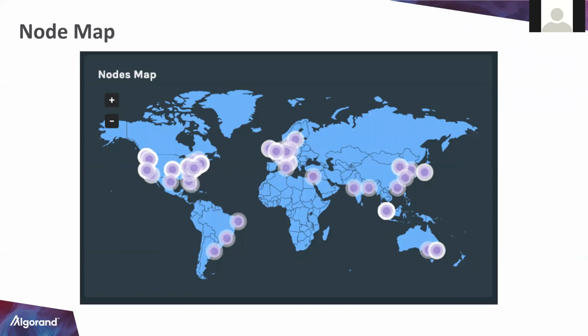And this is an early picture of the node map. I haven't updated this picture for a while. We right now have several hundred nodes in the system, and they are really distributed all over the place.